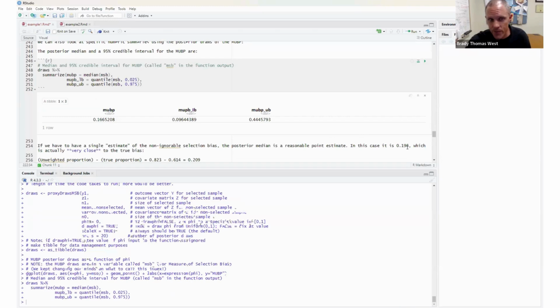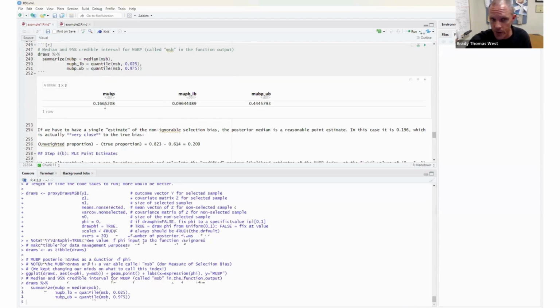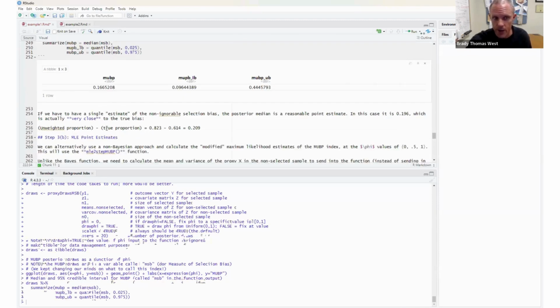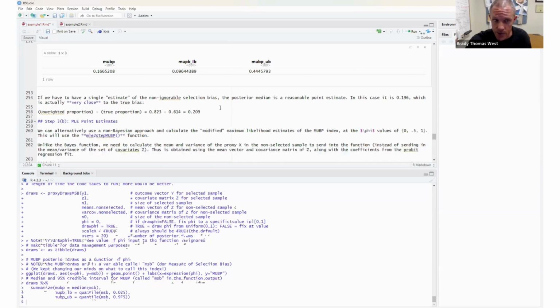Based on the 500, the median selection bias was about 0.196, about 0.2. Very close to what we saw in that unweighted estimate relative to the known truth. Here, based on my 20 draws, it's about 0.167. And again, the difference between the unweighted estimate and the true proportion was about 0.209 in this particular case. We're approaching it, and the 95% interval definitely covers it in this particular case.